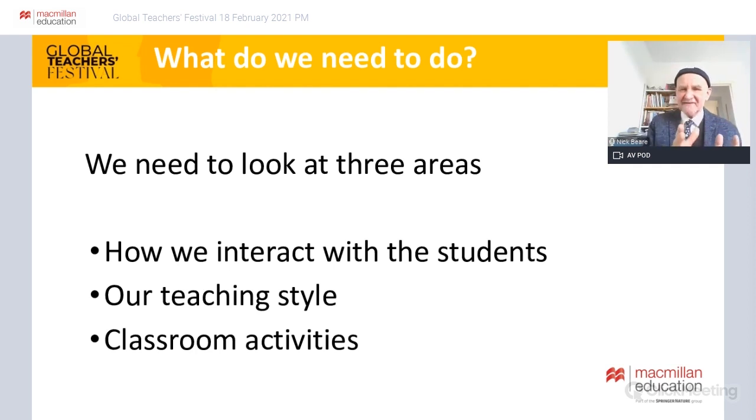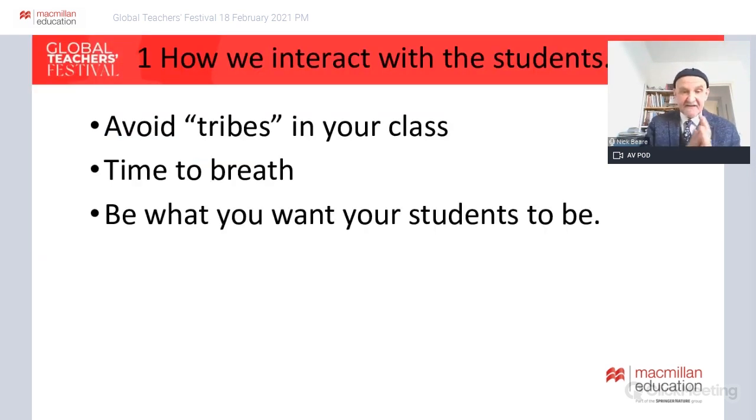We need to look at three areas which can really help to pull the class together. Those three areas are here. That's how we interact with the students, our teaching style, and our classroom activities. That's three different areas. As far as possible, we'll look at all of those. Right, so on with the first one, how we interact with the students.